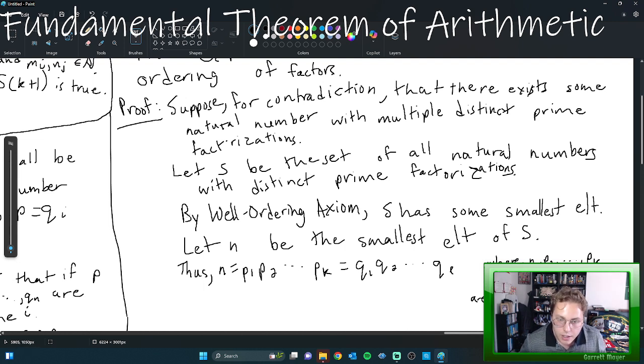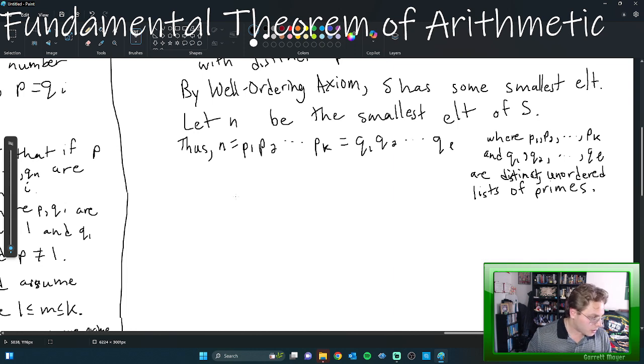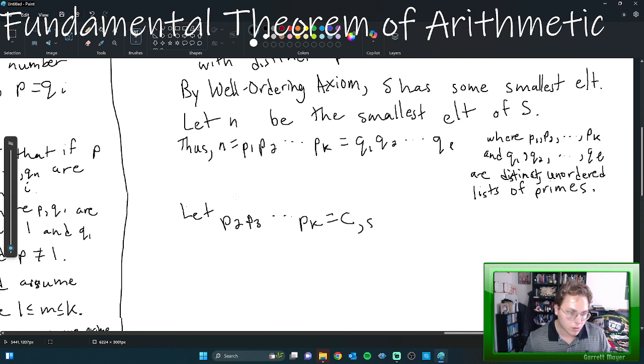distinct, unordered lists of primes. So next what we're going to do is let p2, p3, through pk equal c. So p1 c equals q1, q2, through ql.